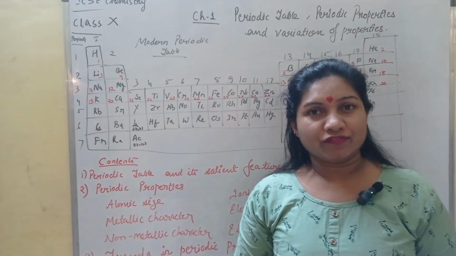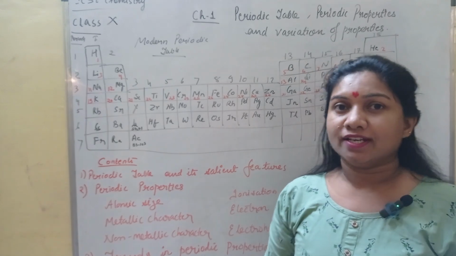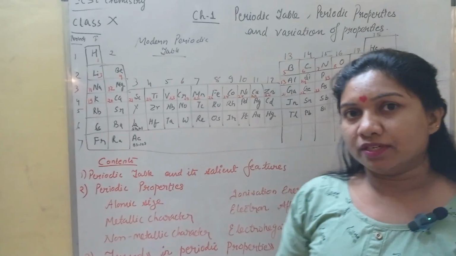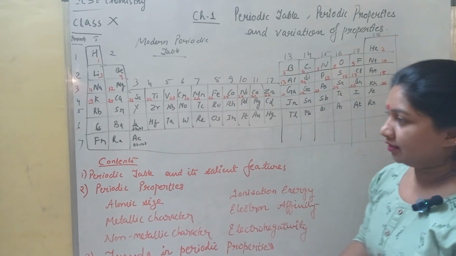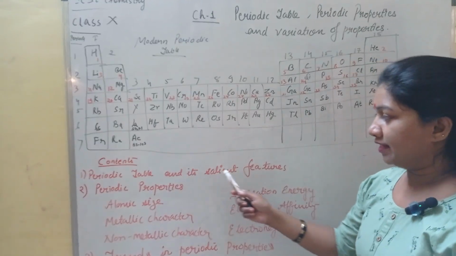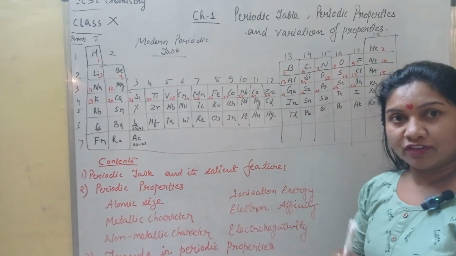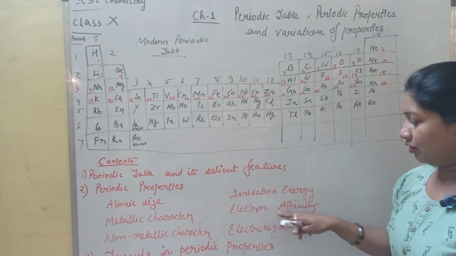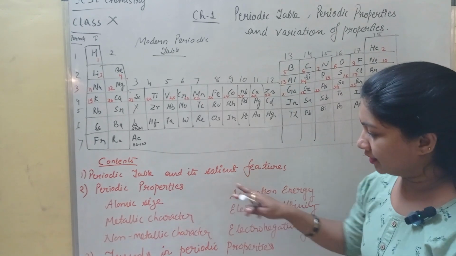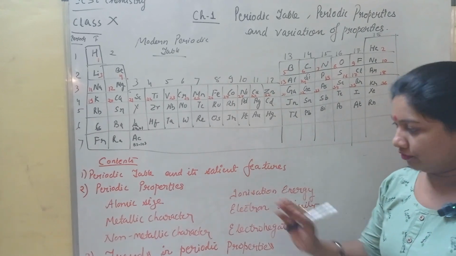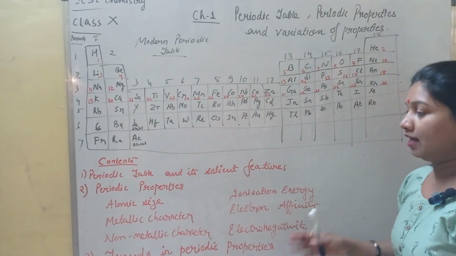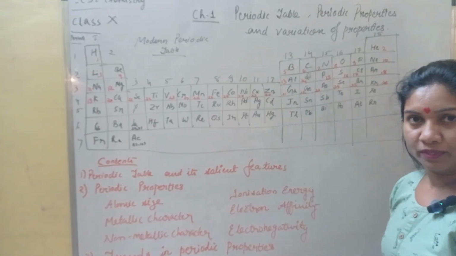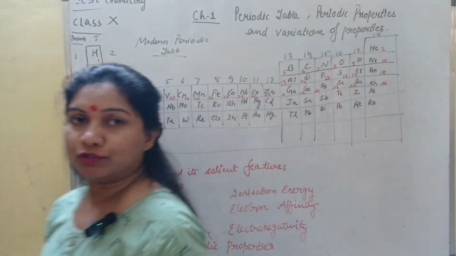Today we are going to start the very first chapter of your class 10th ICSE syllabus, and that is periodic table, periodic properties and variation of properties. In this chapter we have to cover the periodic table and its salient features. Some periodic properties we have to study: atomic size, metallic character, non-metallic character, ionization energy, electron affinity, electronegativity. These six periodic properties we have to cover in this chapter, and then we have to see how these properties vary in group and period. So that is trends in periodic property. These contents we have to see in this chapter.